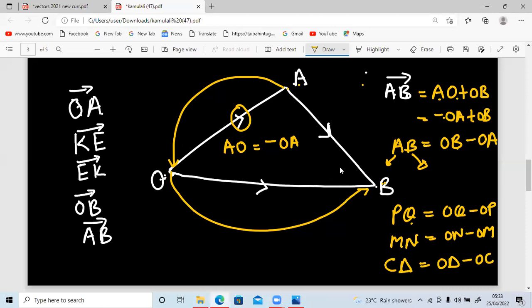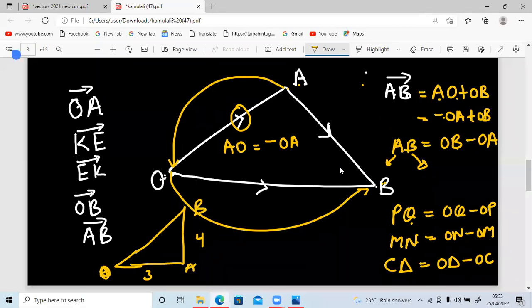When they ask for magnitude, let me use magnitude. In case this is my triangle here, and they're asking for magnitude, let me say this is 3 and 4, and let me say this is O, this is A, and this is B. Magnitude is the distance that gives you the shortest route. So when I want to move directly from O to A, what is this distance?